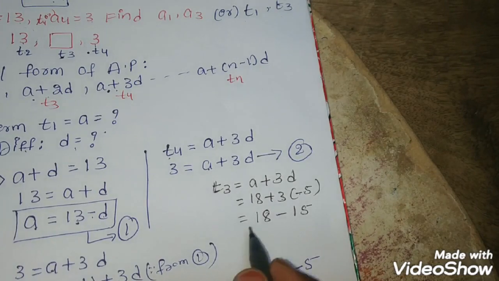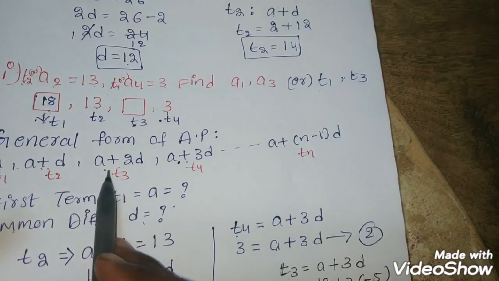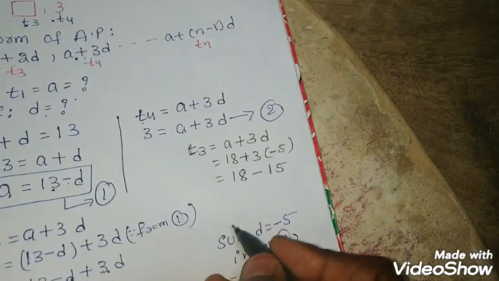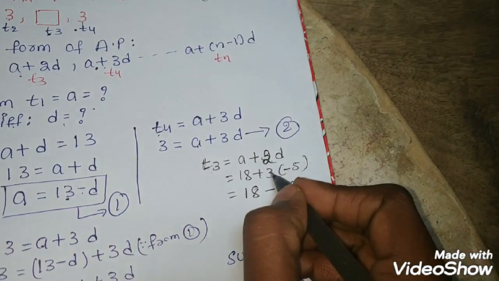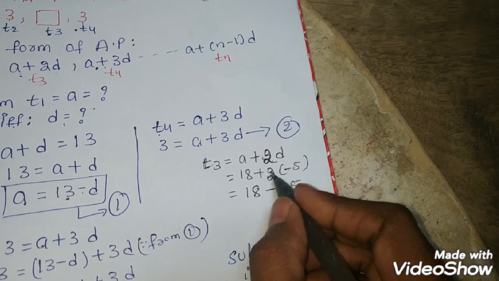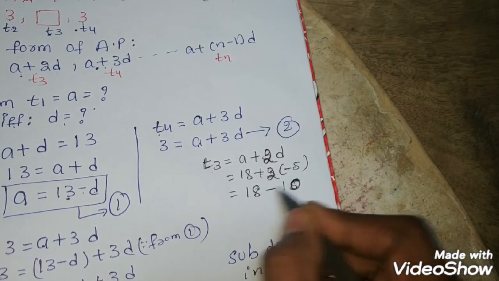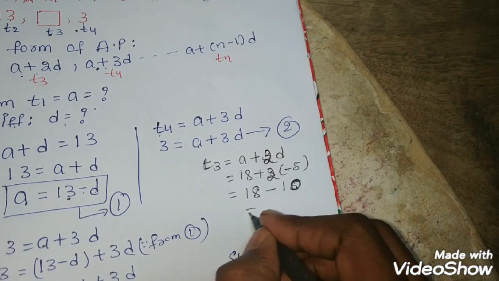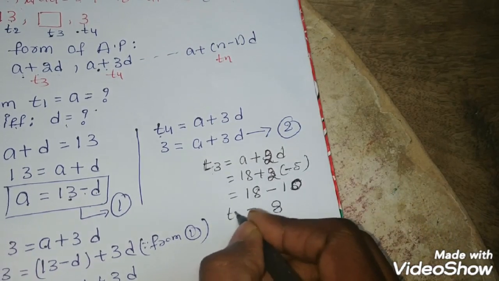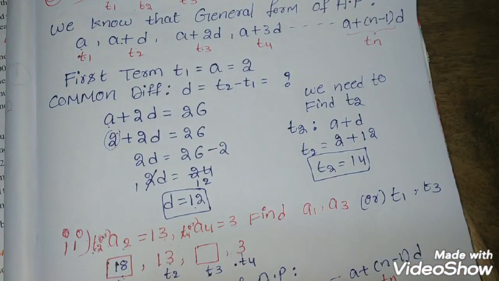Okay. See here we made a mistake. What is term 3? Term 3 is A plus 2D. See, we wrote A plus 3D. So A plus 2D you have to write. We get 2, 2 5s are 10. So 18 minus 10, what? What is 18 minus 10? That is 8. So our term 3 is 8. Just write here term 3 is 8.